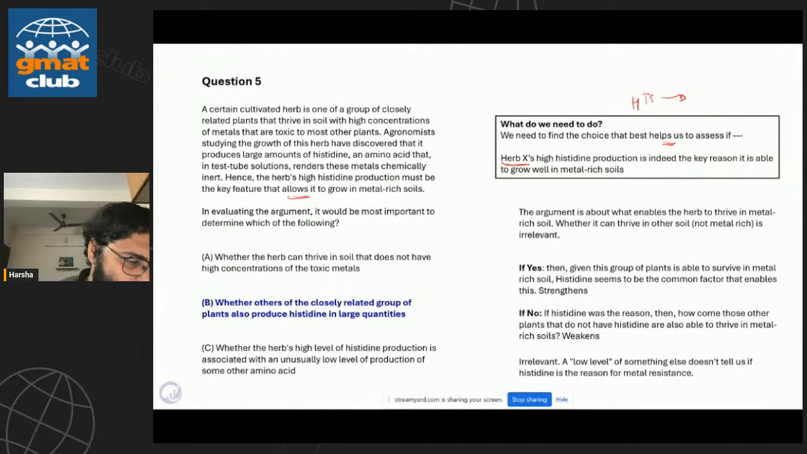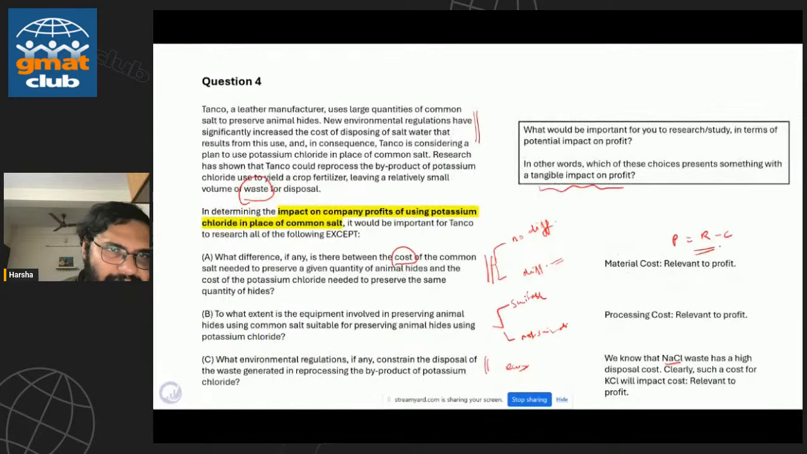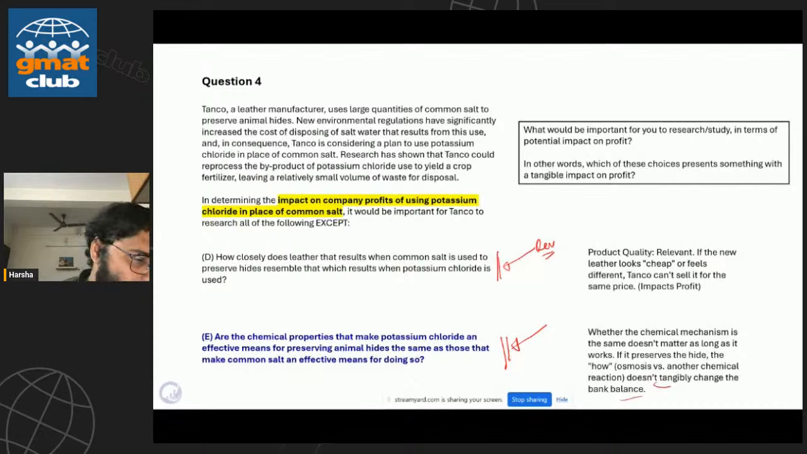Naman's question is based on the previous question. So let me just take a peek there. Comparing effectiveness of leather if you use KCl. Very interesting, and that's where they're trying to get you, right? So effectiveness of leather if you use KCl and common salt. It's telling you what are the properties that make it effective.